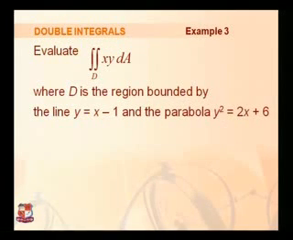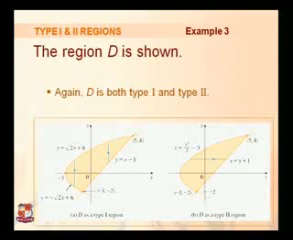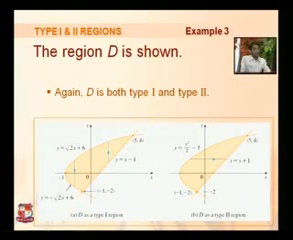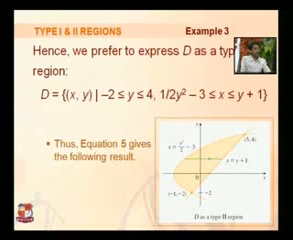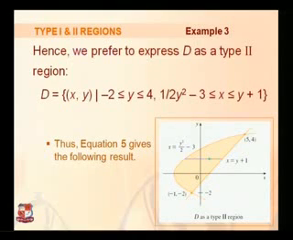Okay, this is the next example to evaluate xy, where the region is bounded by y equals x minus 1 and the parabola y squared equals 2x plus 6. So we can see the diagram here, and from the diagram, if we fix the limit, then the limit of y is from minus 2 to 4, and the limit of x is also expressed in terms of y.